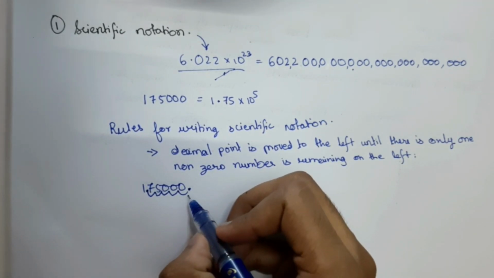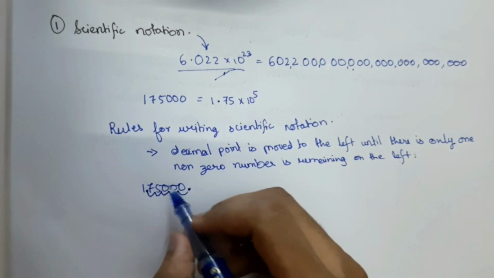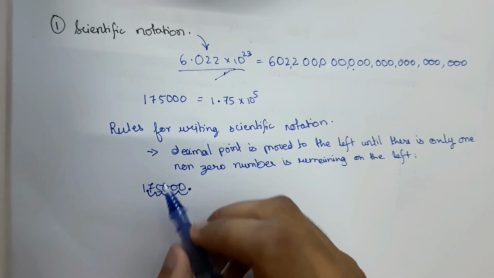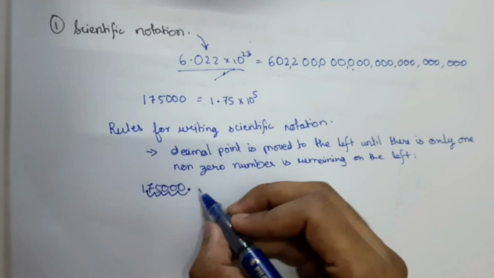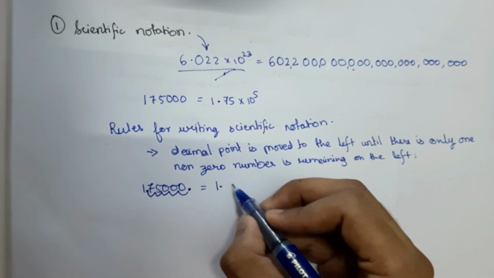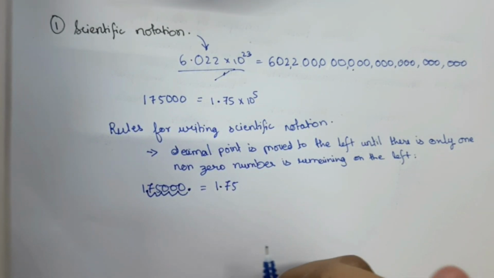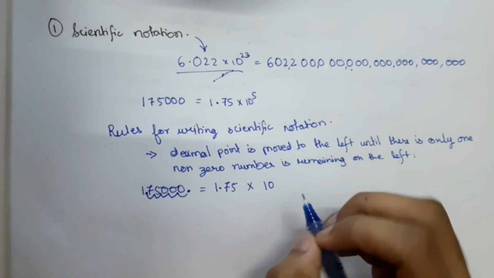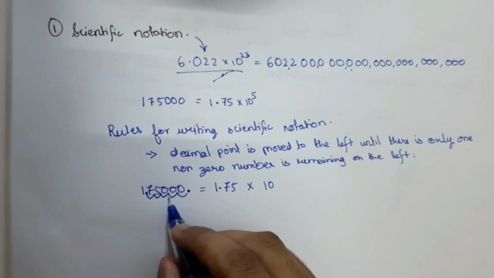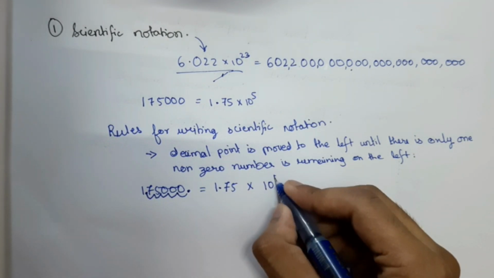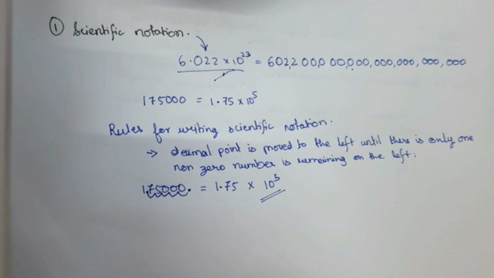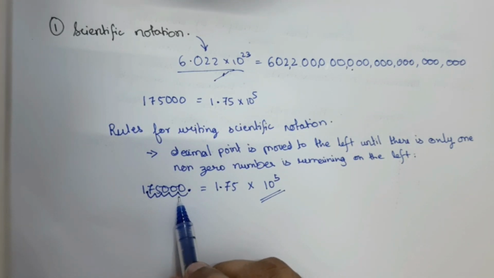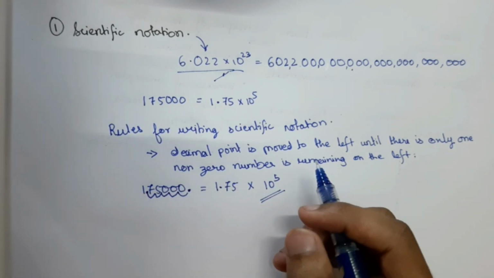Now, after I reached the 5th place, I understood that there is only one non-zero number left on the left side of the decimal point. I stop there and then I write 1.75 multiplied by 10 raised to the number of times I moved the decimal point to the left, which is 5. That's how we get it. So basically, we remove all the zeros that are coming at the end of the number to the right hand side of the decimal point.